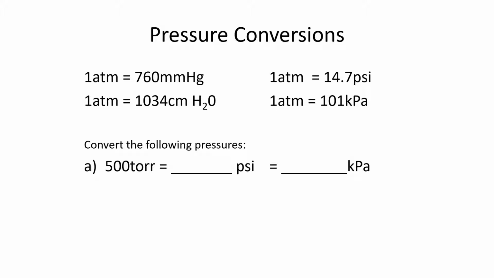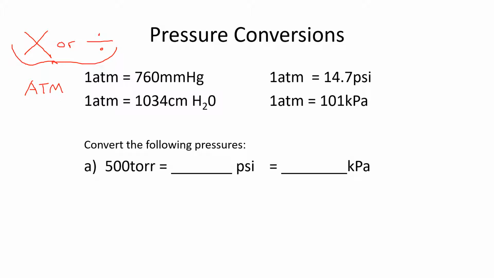Pressure conversions. So you're going to either multiply or divide. And the first thing you want to do is probably get into ATMs first. ATM is like your middleman, your middle unit. So if you change everything to atmospheres, you can go to any other unit from there.